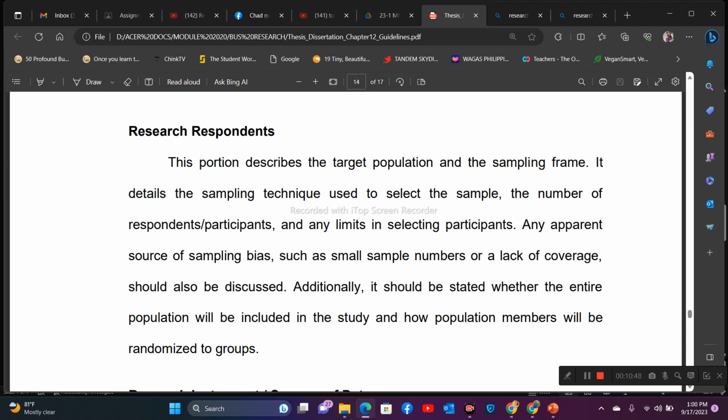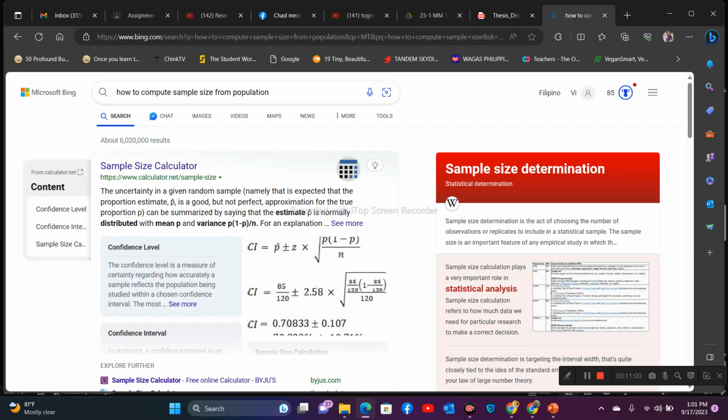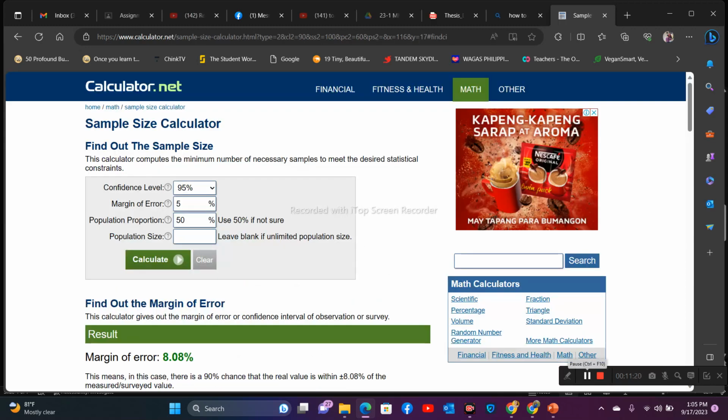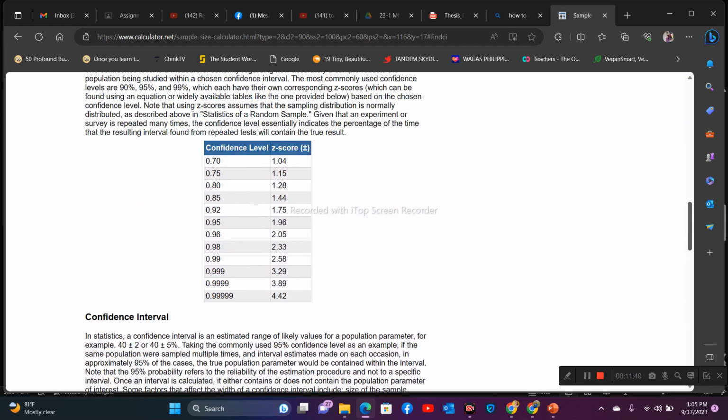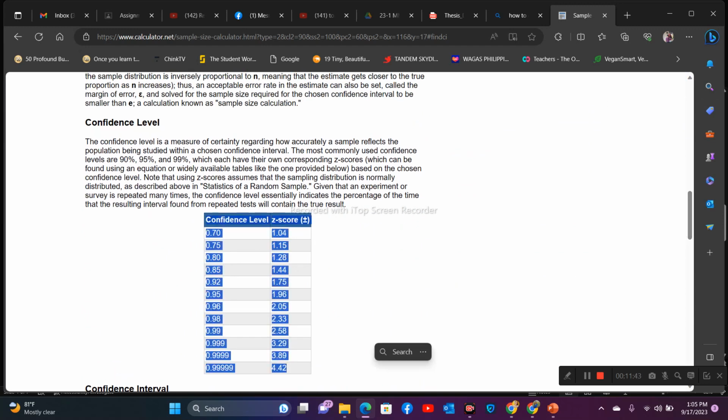Now, to get the sampling frame or the sample size of your target population, you need to compute. Okay, here, how to compute the sample size? You may use the sample size calculator online. Okay, so the total number of population of the specific participants, and then the confidence level plus the intervals. Okay, so you're going to use this calculator.net, the sample size calculator. Confidence level, the margin of error, the population proportion, the confidence level first. The confidence level is actually here. There are definitions of what is the confidence level here. So this is constant. Okay.